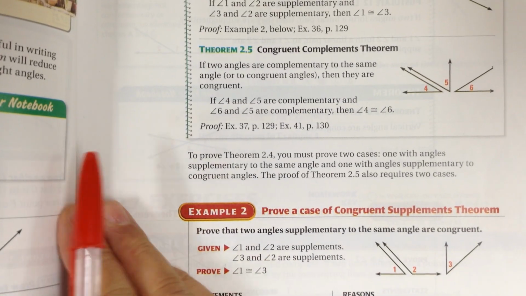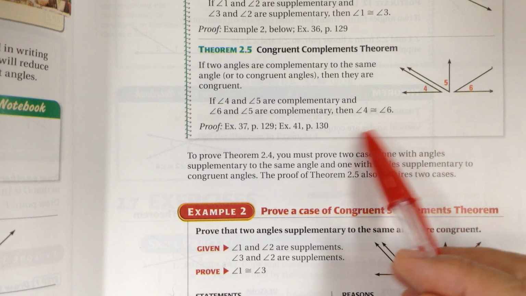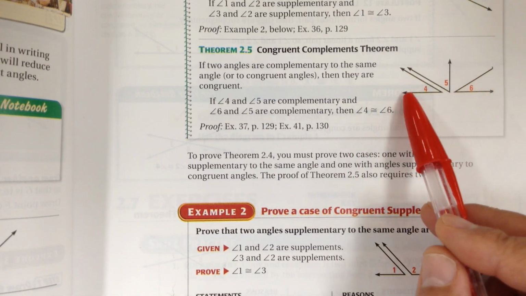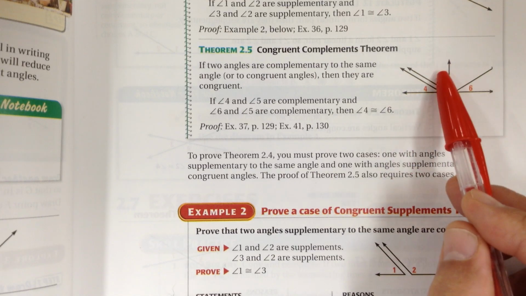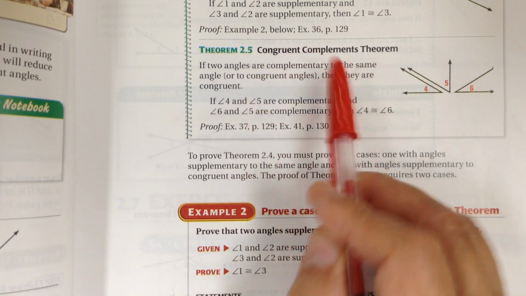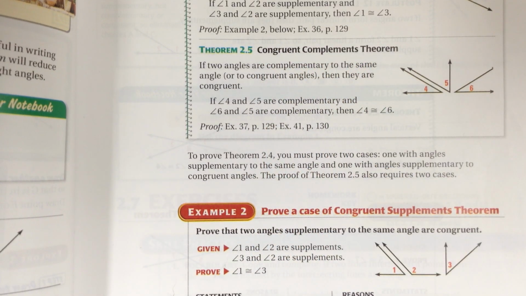But for me it's better to just go and write out the definitions, saying that if two angles are complementary to the same angle, then they are congruent. But if you remember the name, then you can use the name. So either way is acceptable.